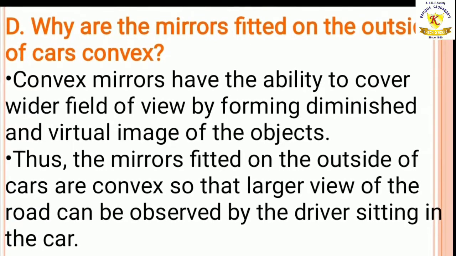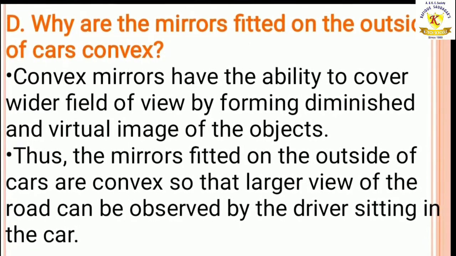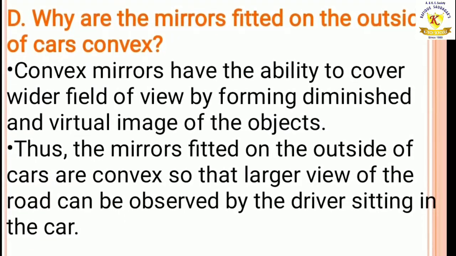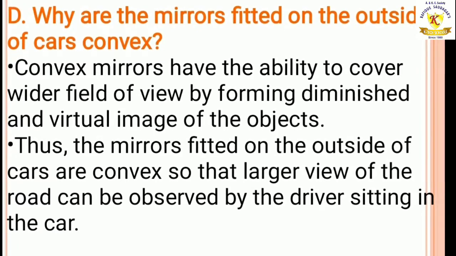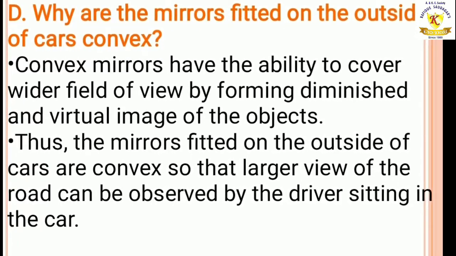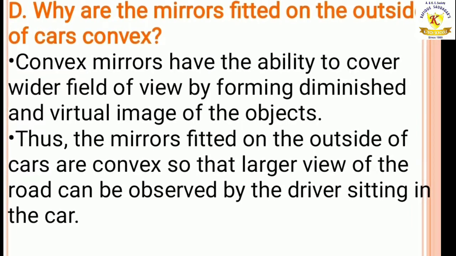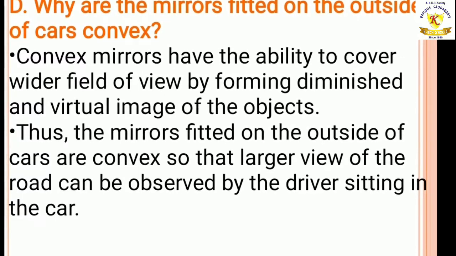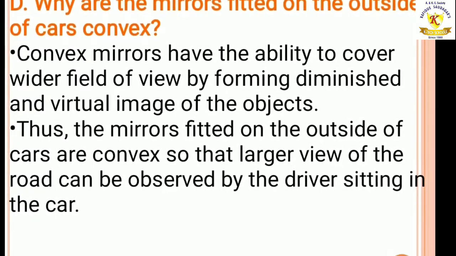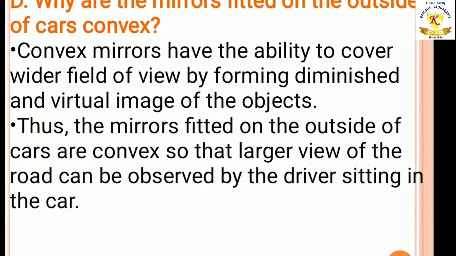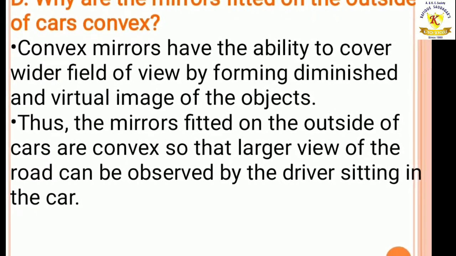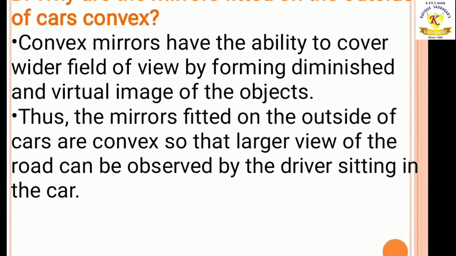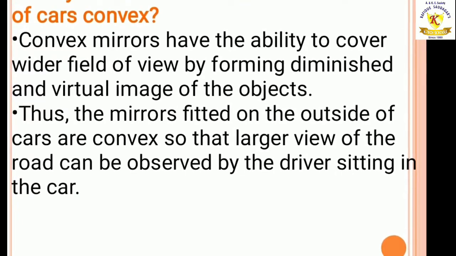Why are the mirrors fitted on the outside of the cars convex? Answer is, convex mirrors have the ability to cover wider field of view by forming diminished and virtual image of the objects. Thus, the mirrors fitted on the outside of the cars are convex so that larger view of the road can be observed by the driver sitting in the car. So now you understood, children, why convex mirror is fitted? Okay, let's see the next one.